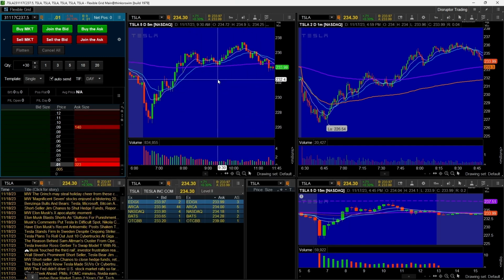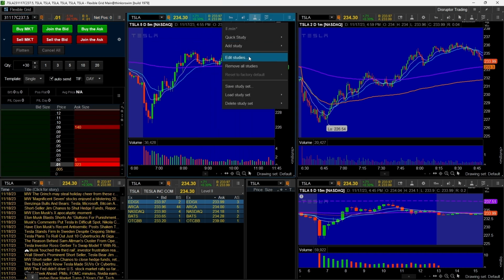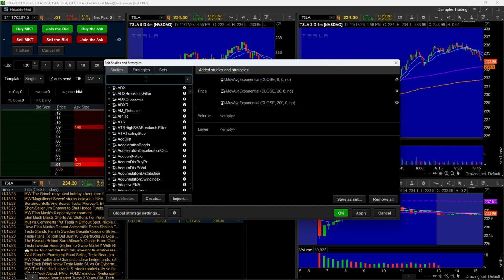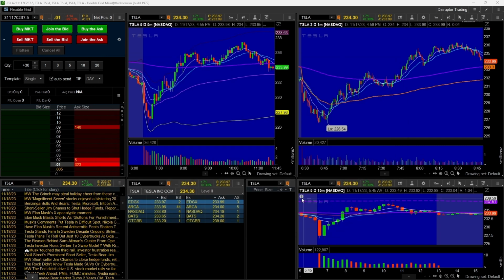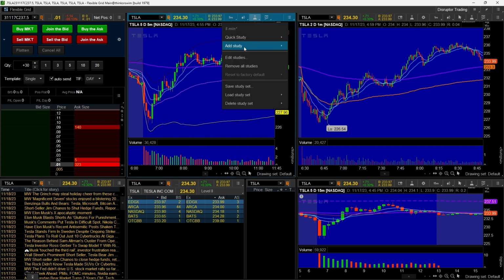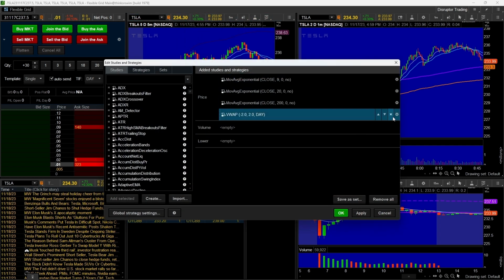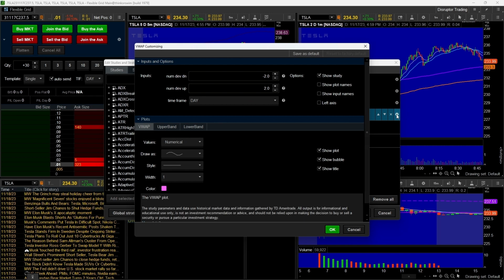Simply go to any chart, navigate to the top menu, click on that chemistry flask, edit studies, search for the VWAP, double click, and we added the VWAP to the price. Click OK. But you can see it comes with the upper band and the lower band. Let's remove those. Go back to the studies, edit studies, click on that settings icon next to the VWAP, navigate to the upper band section, uncheck show, go to the lower band section, uncheck show.